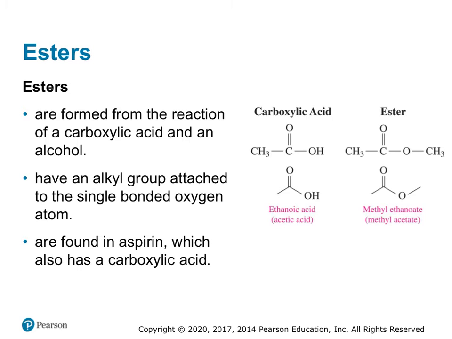So here we have a carboxylic acid, ethanoic acid, 2 carbons, acetic. And then here's the ester with a methyl group attached to it, and this is known as methyl ethanoate. So we'll talk about the naming here in a minute, but you can see it's a carboxylic acid with a carbon chain attached to the oxygen, the single bonded oxygen.